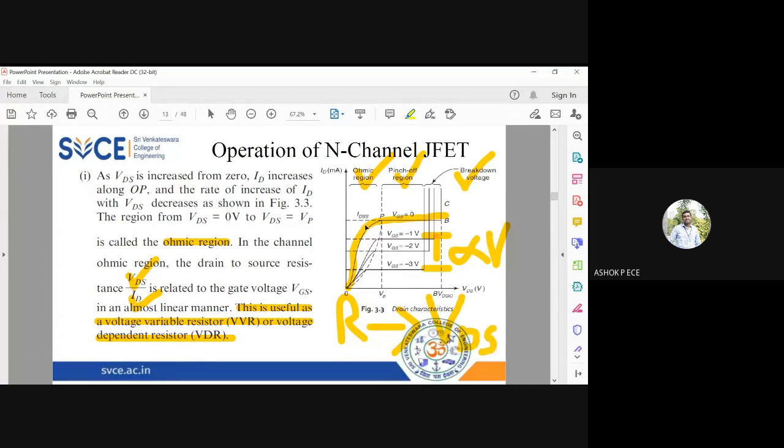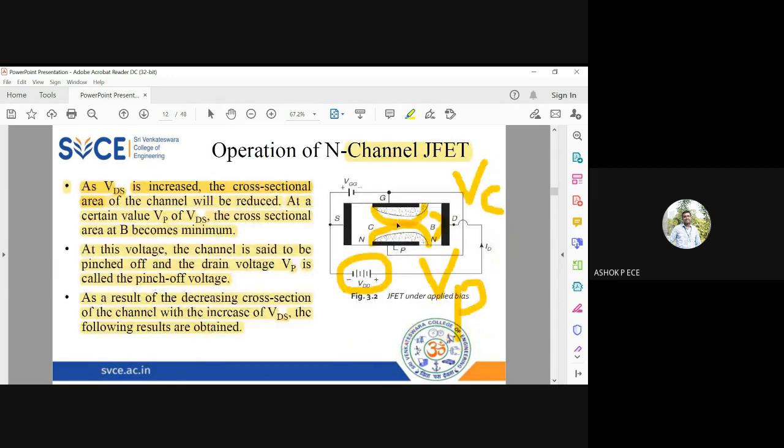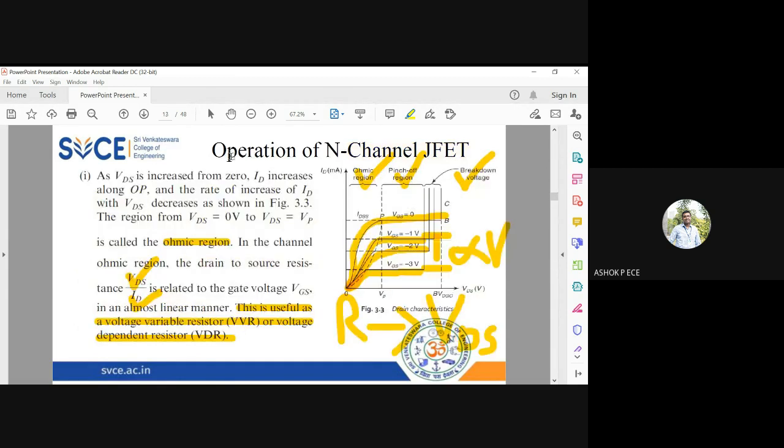So please understand the three regions. One is the ohmic region where the current will increase slowly, and then in the pinch off region, the current will be constant. In the breakdown region, the current will be abruptly increasing. And when you increase VGS, the maximum value of ID will start reducing. The depletion regions will be moving close to each other. So as you increase the value of VGS, the current will be decreasing, because the depletion regions will be growing in size. And once they touch each other, then the current will be 0.